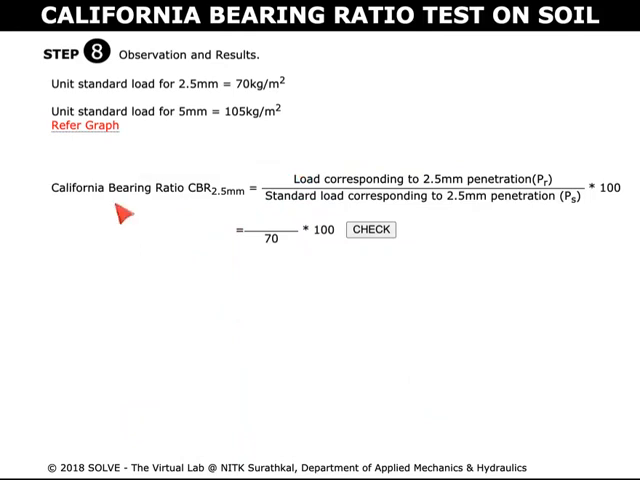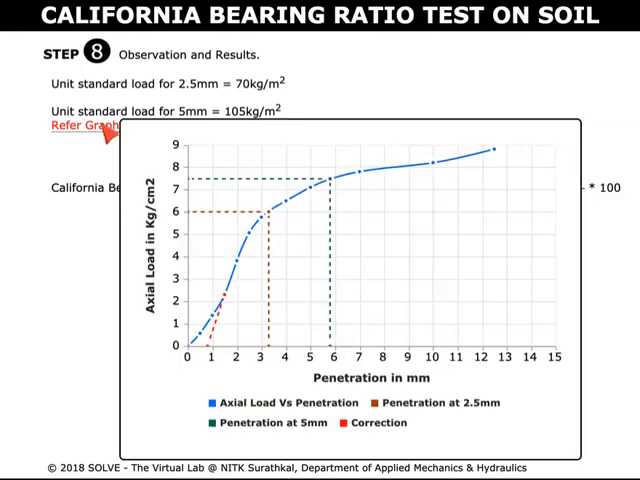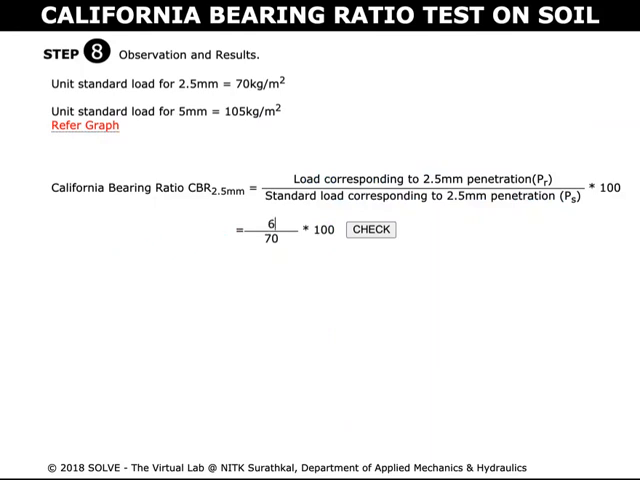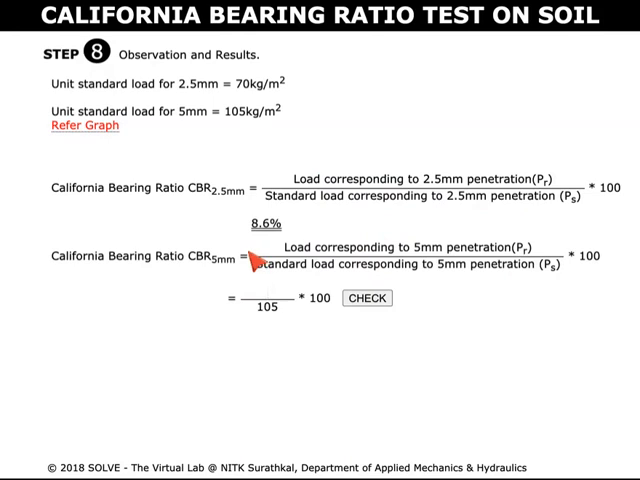Now we can calculate the California bearing ratio at 2.5 mm by using this formula. Enter the calculated value. Now check for the result. California bearing ratio, CBR, at 5 mm. Now check for the result.